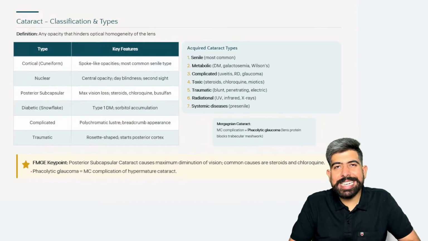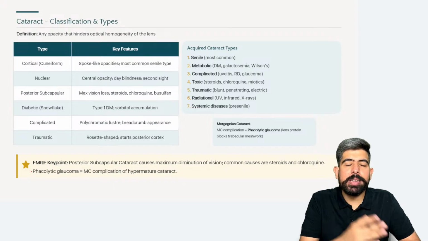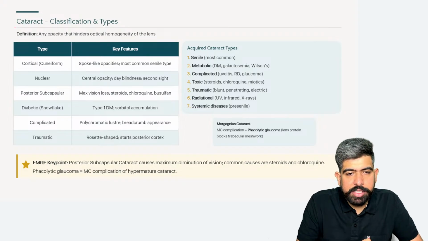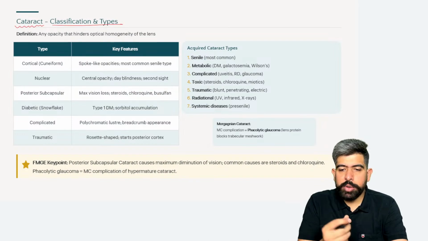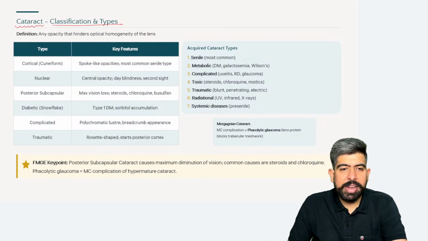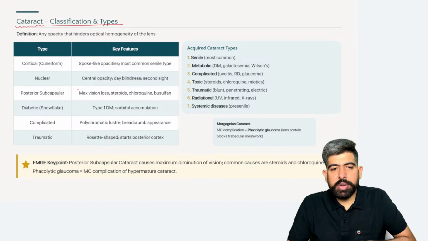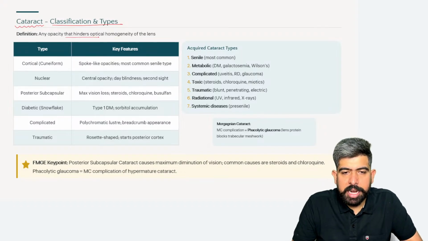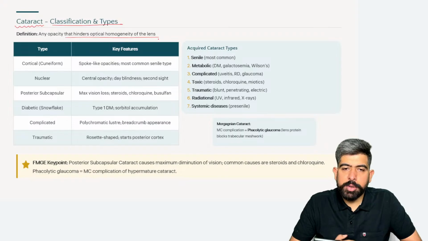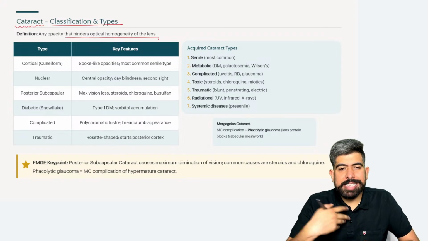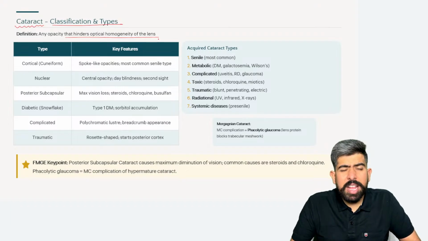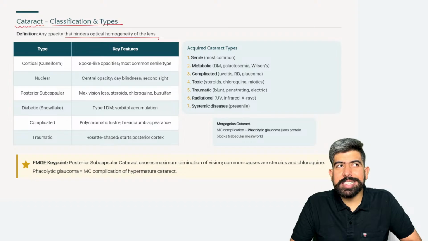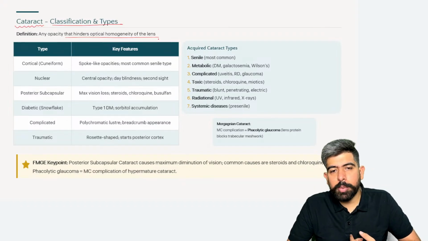Now, moving forward to the next topic, the lens disease, a very important disease of the lens, which is cataract. We have the classification and types of cataract also. So, in a quick manner, we are going to revise it. You know very well the definition: any opacity that hides the optical homogeneity of the lens, so light cannot pass through the lens. Opacity there causes cataract. We can say clouding of the lens. In short form, we can also call it clouding.